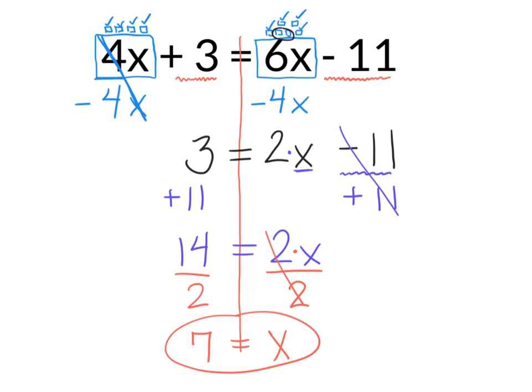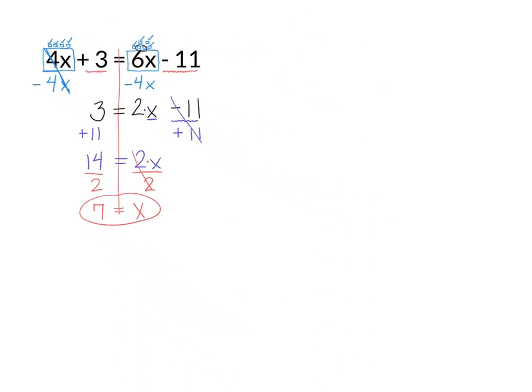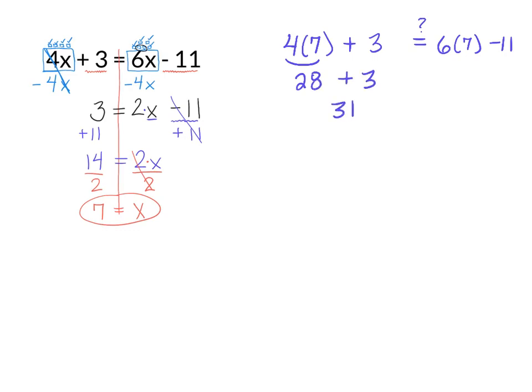If I take a moment and I check my answer, I'm using my answer of 7 on both parts of my equation. And I'm checking to make sure, did I actually get it right? So on both sides of the equation, I have to follow GEMS. So 4 times 7 would be 28. 28 plus 3 is 31. 6 times 7 would be 42. 42 minus 11 would be 31. Looks like our answer checked out.